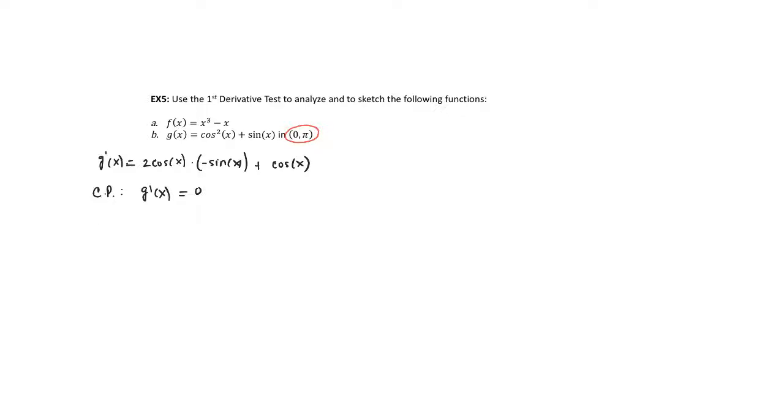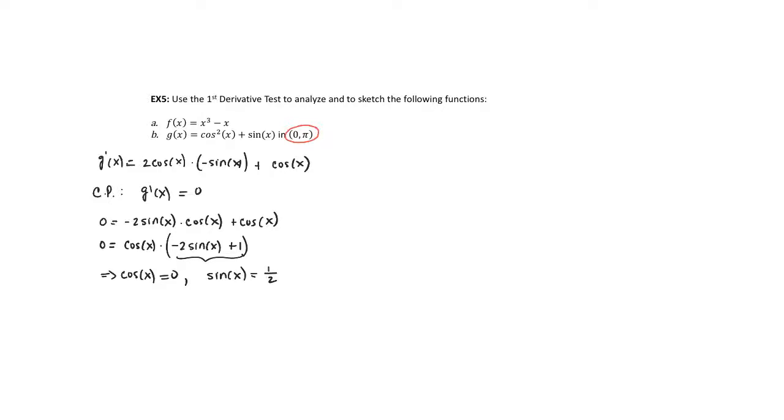In other words, we're going to have that 0 is equal to negative 2 sine x times cosine of x plus cosine of x. Now, practically, what we have to do is to solve this equation, just using pre-calculus skills. I'm going to go ahead and factor cosine of x out. When I do that, we're going to have cosine x times negative 2 sine x plus 1. And then that implies that cosine of x must be equal to 0, or that this factor right here is equal to 0, which means that sine x should equal 1/2.